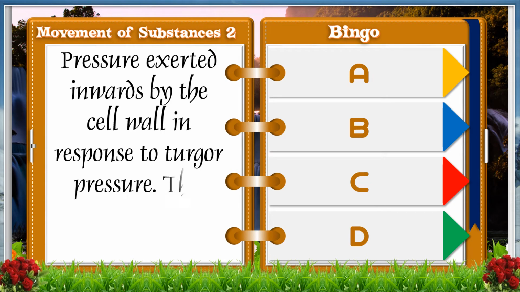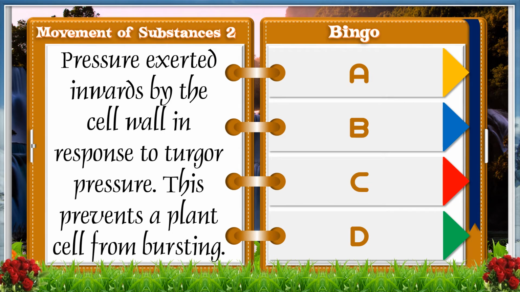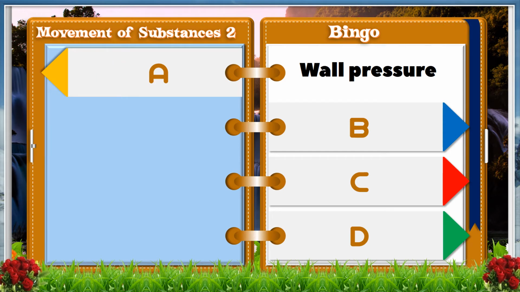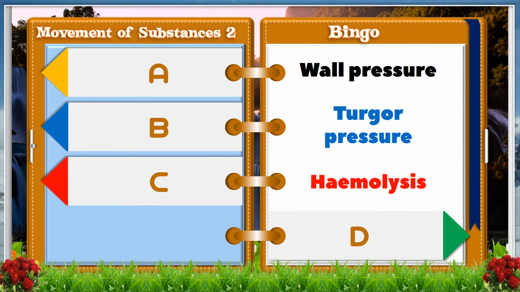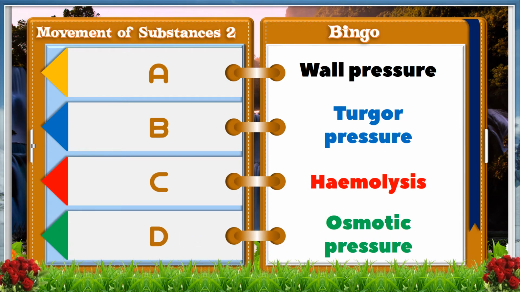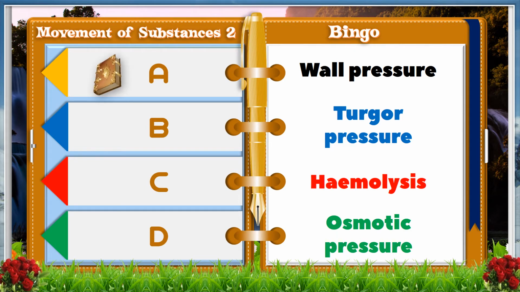Pressure exerted inwards by cell wall in response to tag pressure. This pressure is present in a plant cell. It prevents the plant cell from bursting. A. Wall pressure. B. Tag pressure. C. Haemolysis. D. Osmotic pressure. And the answer is A, wall pressure.